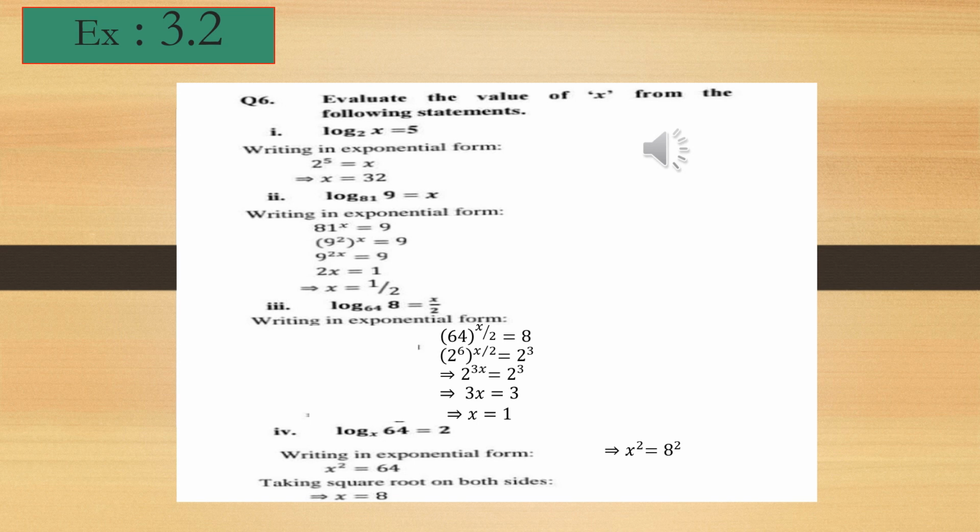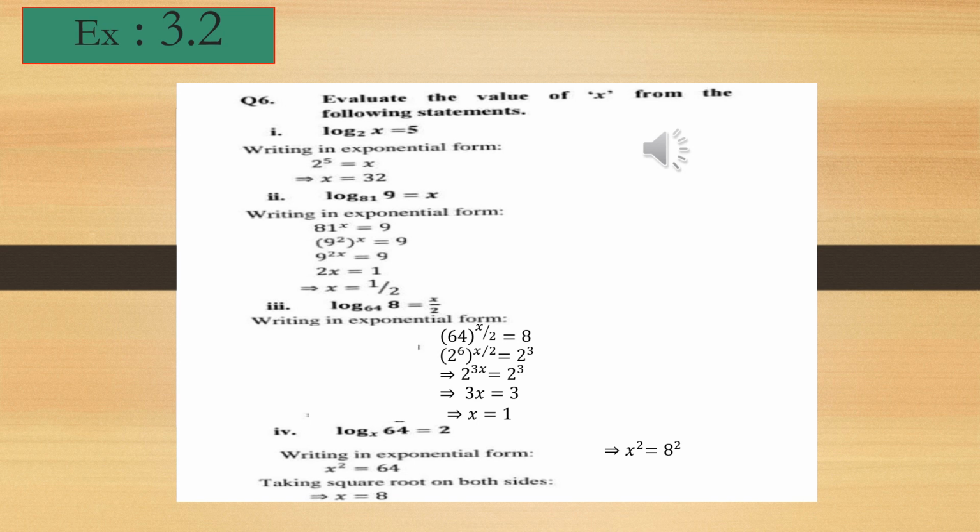In question number 6, we have to find out the value of x. In its first part, the question is log x with base 2 is equal to 5. So first of all, we will convert it into an exponential equation. It will become 2 raised to the power 5 is equal to x by interchanging x and 5. Students, you know that 2 raised to the power 5 means 32 by multiplying 2 five times. So the first part is simply solved and we get the answer x is equal to 32.